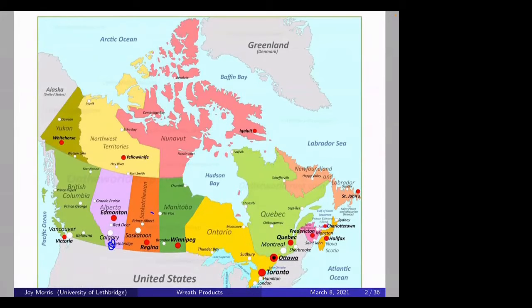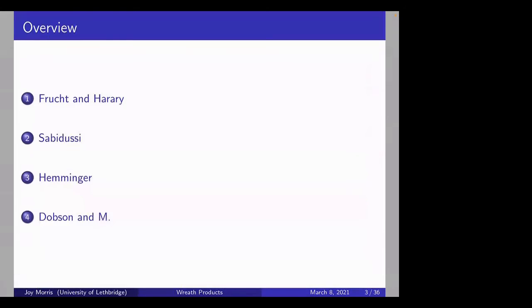So I've structured my talk according to the main people who have worked on this particular aspect of the problem. I'll begin with some discussion of the work of Frucht and Harari, and then I'll move into some discussion about Sabidussi, and then Hemminger, and then I'll talk a little bit about a paper that I wrote with Ted Dobson about 10 years ago around this, and I'll move into some very recent work of other people right at the end if I have time.